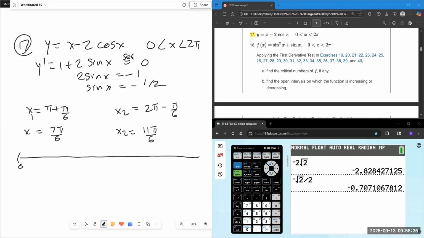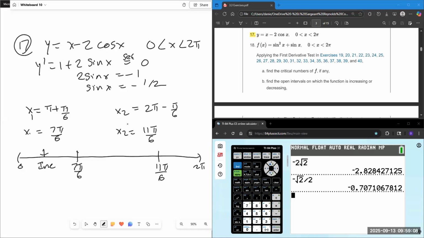0 to 2 pi, neither end is included. I'm just going to put the numbers in here, not necessarily to scale. I just need to show the intervals and pick something between 0 and 7 pi over 6. It's easy to calculate this derivative. I'm going to choose pi, because sine of pi is 0, so 1 plus 0 is a +1. That means that it's increasing here.